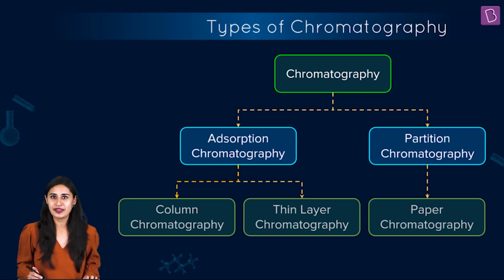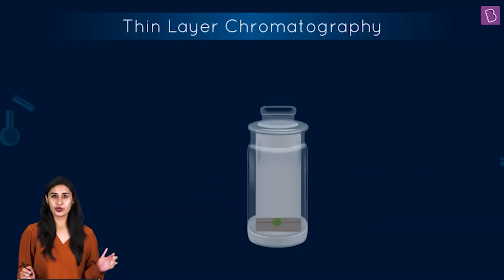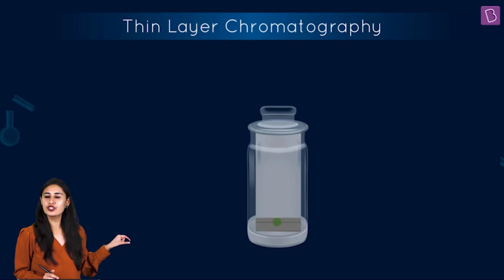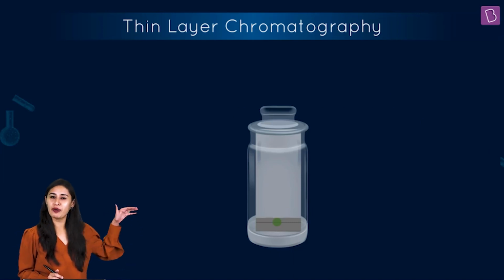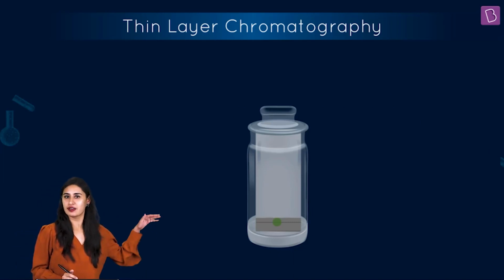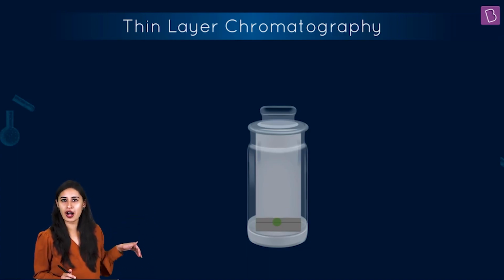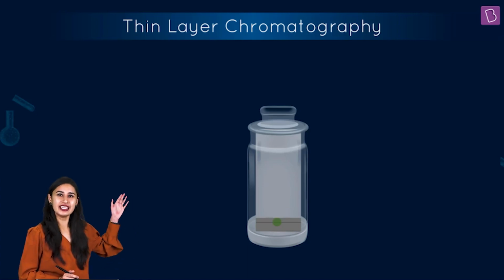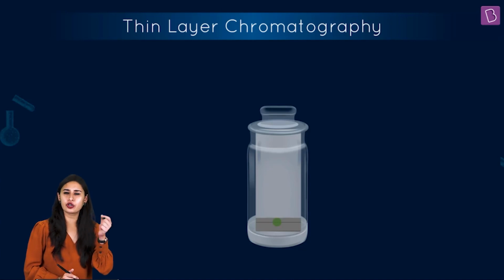Let me tell you. So if I talk about thin layer chromatography, you can see that what we have is a closed jar here. Inside the jar, we have added a solvent. That's the moving phase, the mobile phase. This eluent is the mobile phase. The solvent can move up on this thin plate that we can see here. So it's thin layer chromatography.